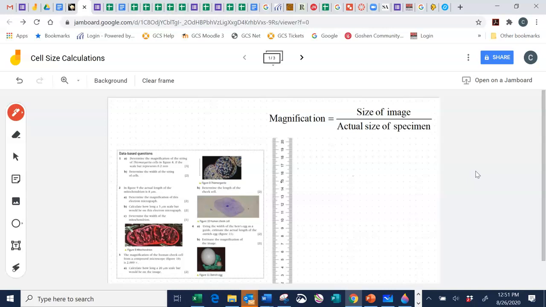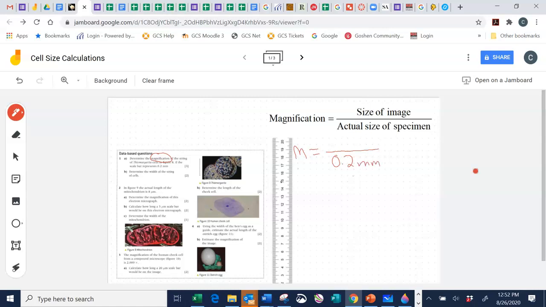So the first question here says, determine the magnification of the string of thiomargarita cells in figure 8, that's over here, if the scale bar represents 0.2 millimeters. So I am trying to figure out magnification. So I can use my formula up here. Magnification equals the size of the image over the actual size of the specimen. So I'm solving for M. I need the size of the image, and I need the actual size of the specimen. Well, it tells me the actual size is 0.2 millimeters.